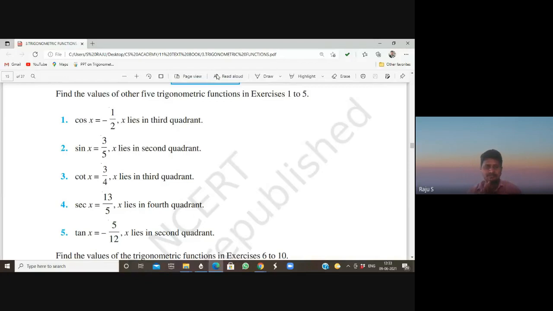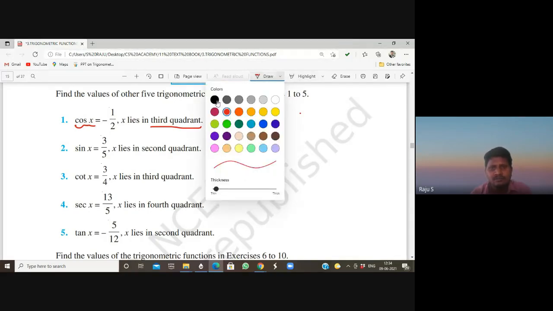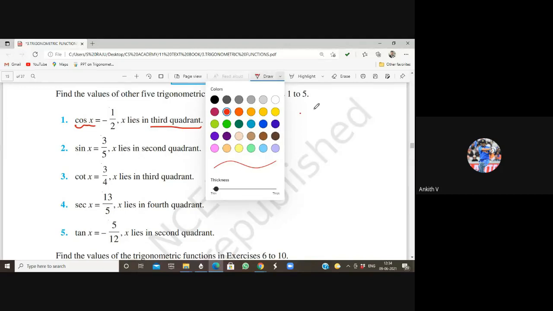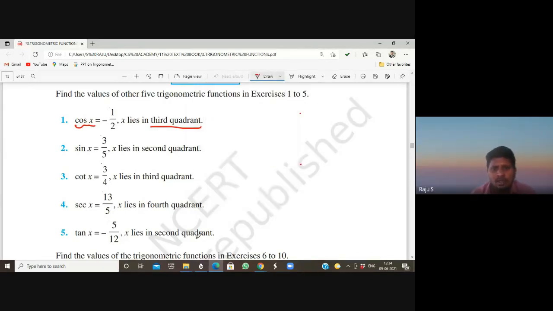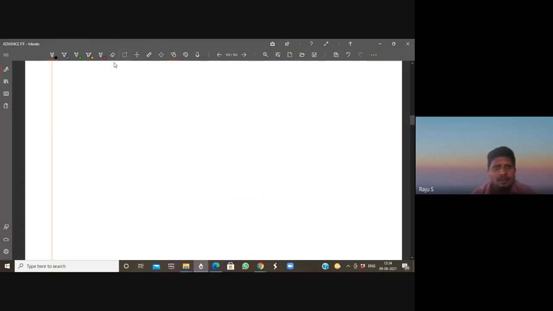The second exercise is an objective question. You have to tell the answer very fast. Cos x is minus 1 by 2. X belongs to which quadrant? Fourth quadrant? Third quadrant? X negative, cos x negative. In which quadrant is cos negative, students? 2, 1, 3.